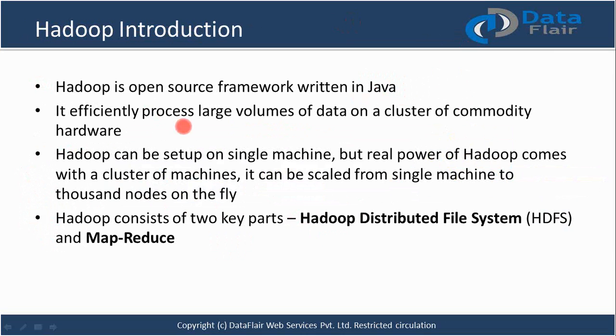So Hadoop efficiently processes large volumes of data. Guys, processing of large volumes of data is very efficient, very fast on Hadoop, on a cluster of commodity hardware. Now, can anyone tell me what is commodity hardware? Correct. Low-end machines. Cheap hardware. Like our i5 machines. Less expensive machines.